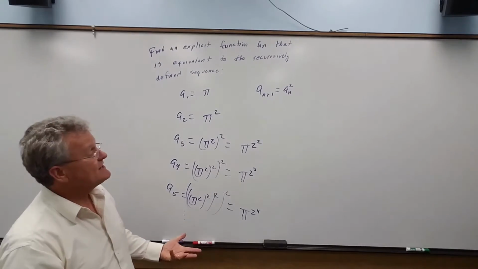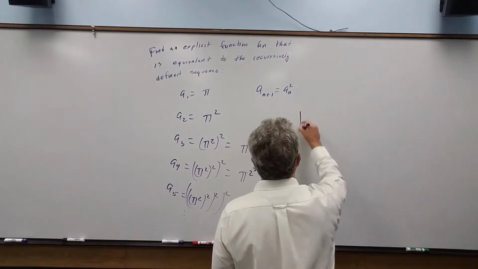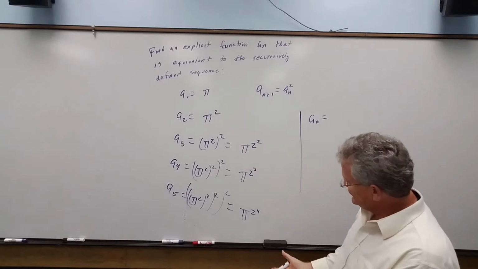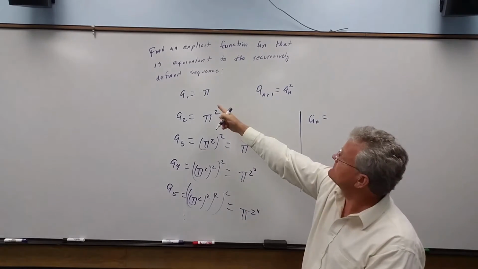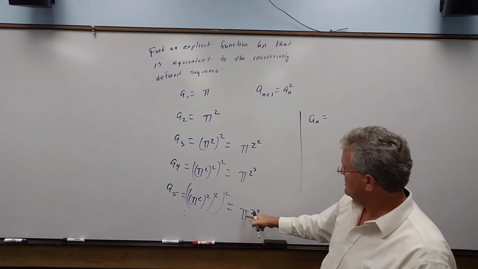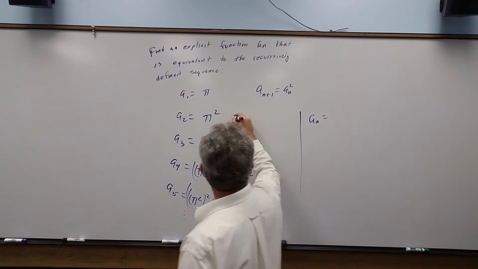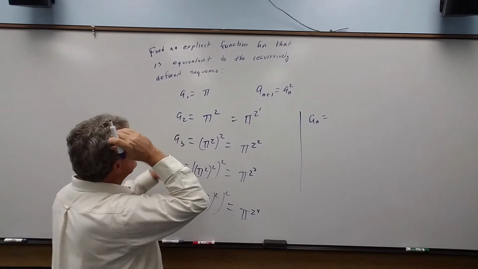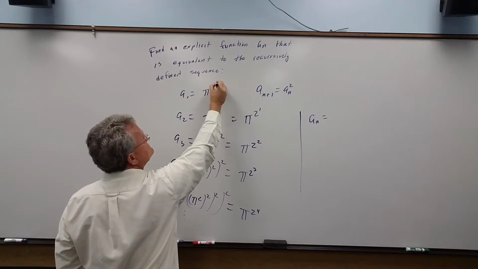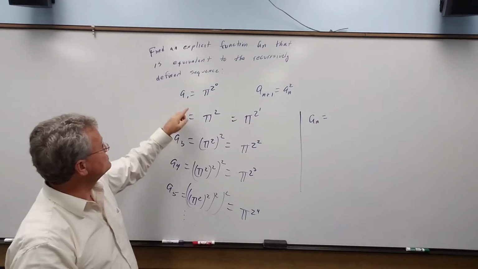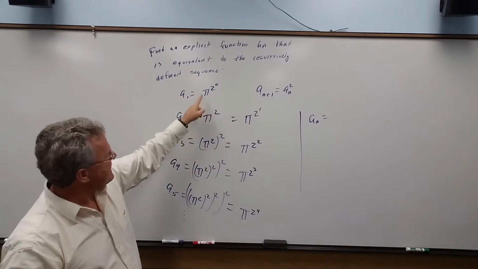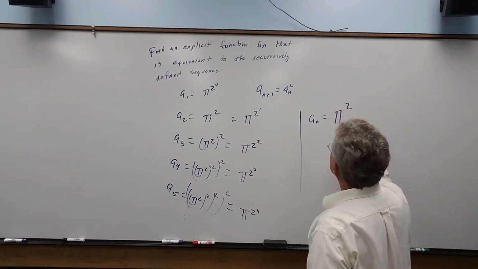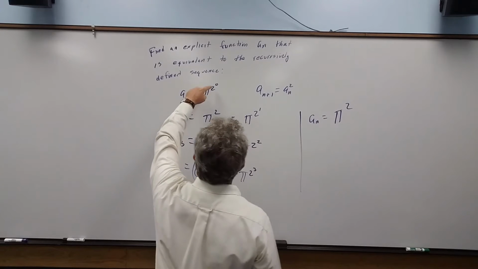So now we can get an explicit function, a_n. We can define it explicitly in terms of n instead of recursively. Well, what is it? This is pi to the 2 to the 1, and this is really pi to the 2 to the 0, because 2 to the 0 is 1. So what is our pattern? Well, we have pi raised to a power of 2.